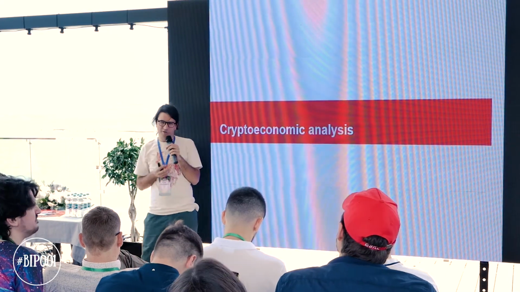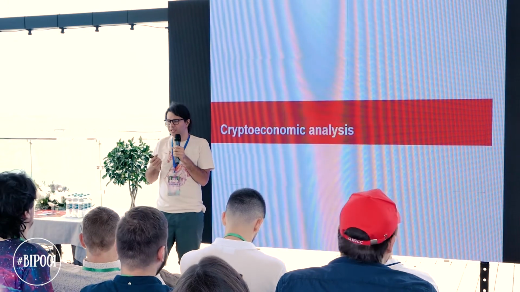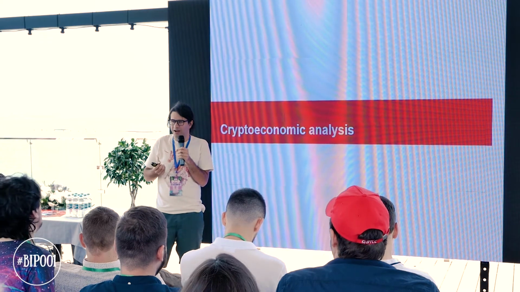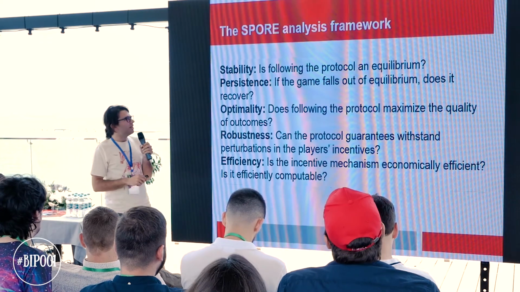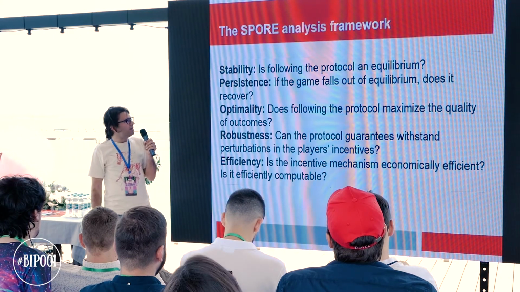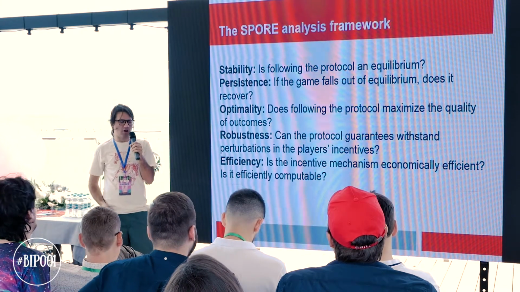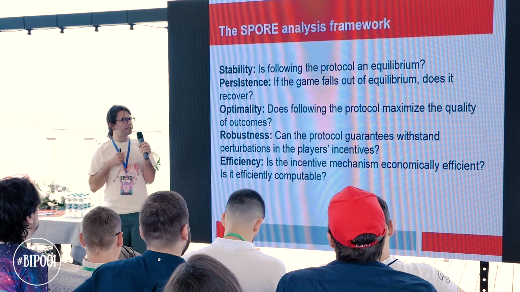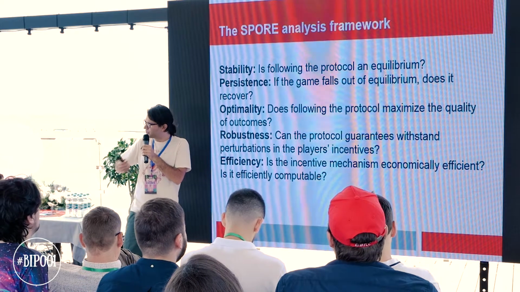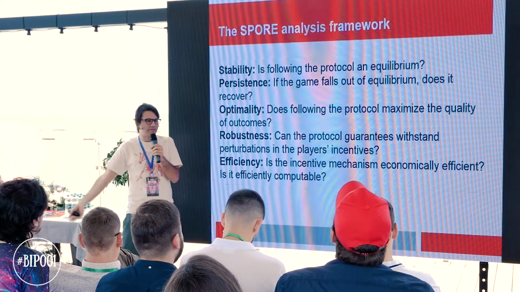So now I'm going to go over a basic tool for cryptoeconomic analysis. It's pretty sophisticated, but it's not entirely complete. But it's a great start. We call it the SPORE analysis framework. There's a bunch of properties that we look at, like stability: is everyone actually following the protocol in equilibrium? Persistence: if the game somehow falls out of equilibrium, does it come back? If you push it over, does it recover, or is it down forever?